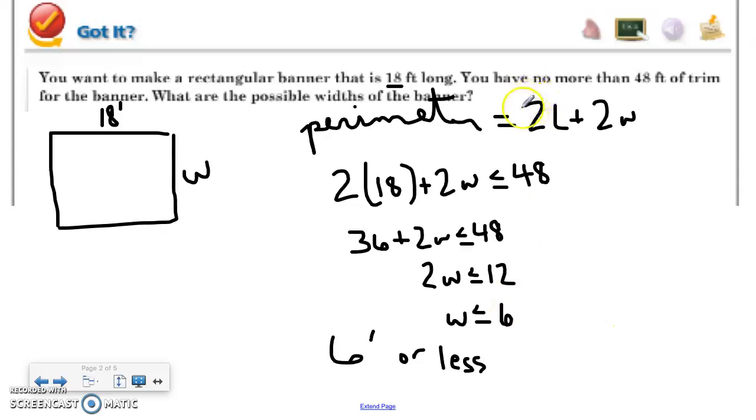So, again, your perimeter formula, 2L plus 2W, in this case would be less than or equal to 48. 18 is the length. That gets substituted in for L. 2 times 18 is 36. I would subtract 36 from both sides, which would give me 2W is less than or equal to 12. And I would divide both sides by 2, which gives me W is less than or equal to 6. So my possible widths are 6 feet or less. So any of those would do the trick.